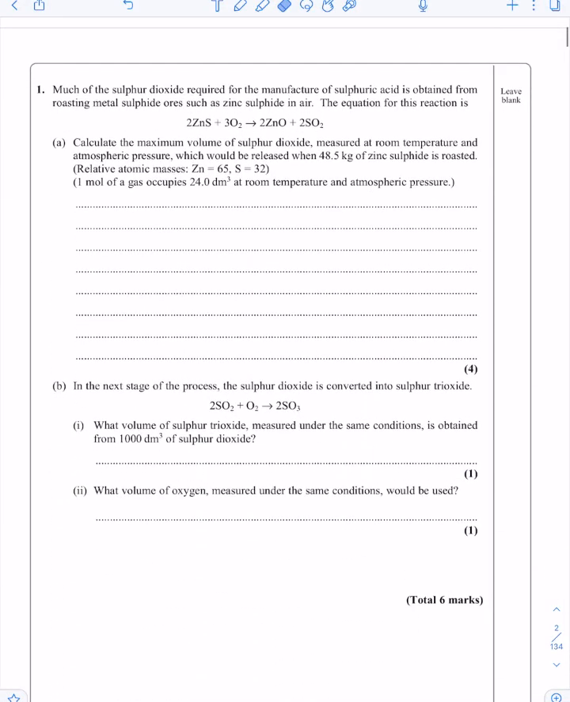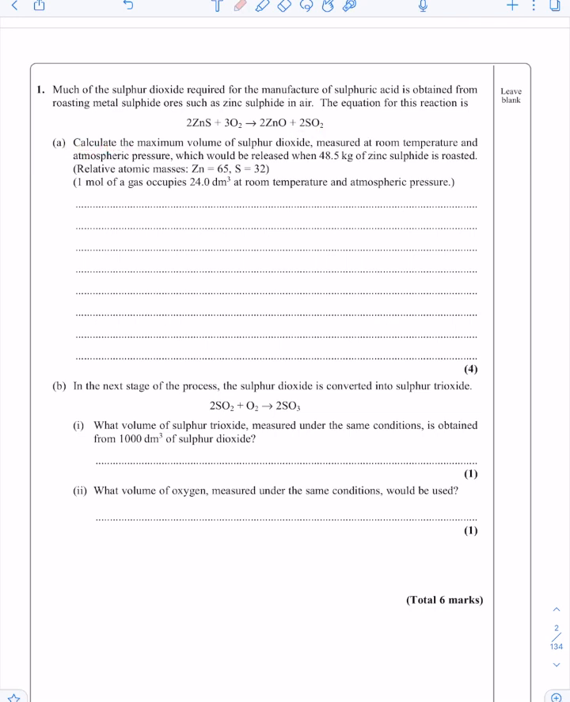Question 1. Much of the sulfur dioxide required for the manufacture of sulfuric acid is obtained from roasting metal sulfide ore such as zinc sulfide in air. The equation for this reaction: 2 zinc sulfide plus 3 O2 gives 2 zinc oxide plus 2 SO2.